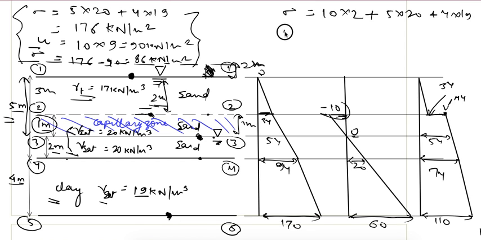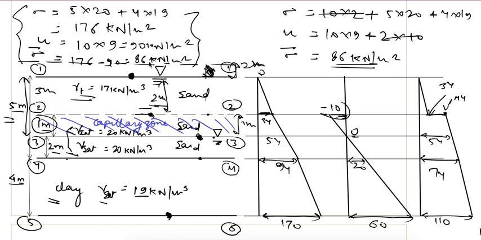And similarly pore water pressure, before it was 10 into 9 plus now 2 meter has increased, so 2 into 10. So the effective stress in this case will be the difference of these two, so this increase in pore water pressure will cancel out, and the effective stress will come out to be equal to what it was before. So it is just 86 kilonewton per meter square, and here also it is 86 kilonewton per meter square.